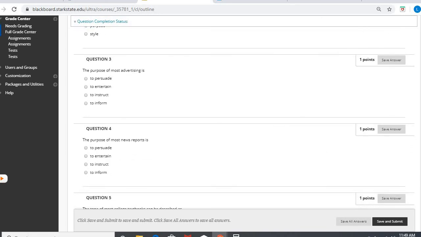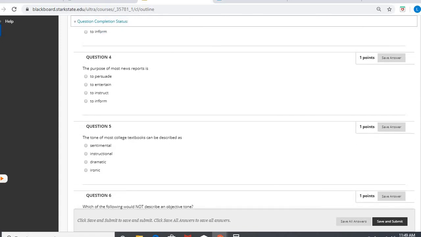Question 3, the purpose of most advertising is, if you think about commercials or billboards, they're trying to persuade you. They're trying to convince you to buy their product. That is the purpose of advertising, to persuade. The purpose of most news reports, if you think about it, in theory they're supposed to be unbiased, and so they're trying to inform you, trying to give you information to let you know what's happening with particular topics going on around the world.